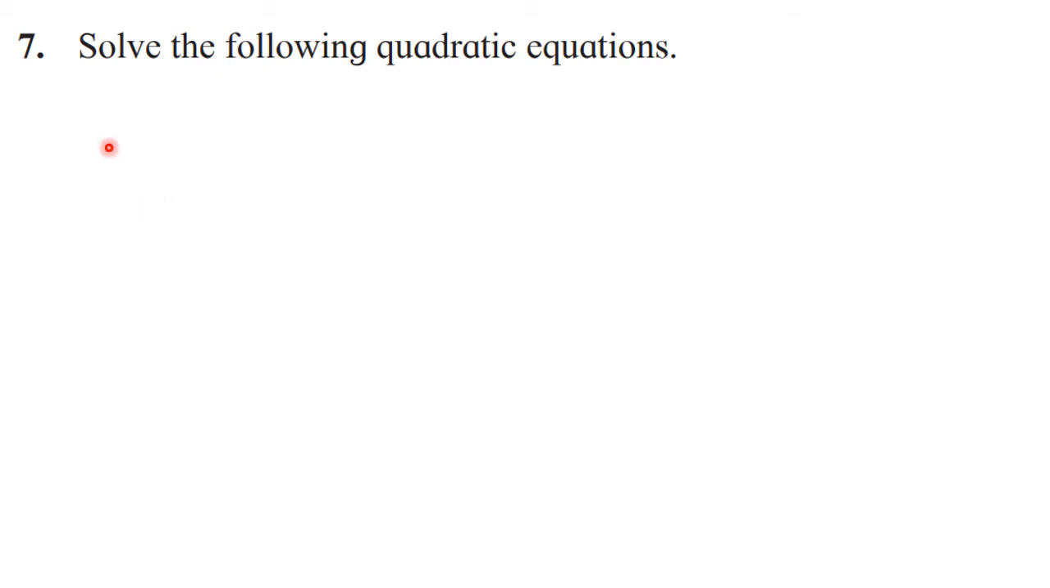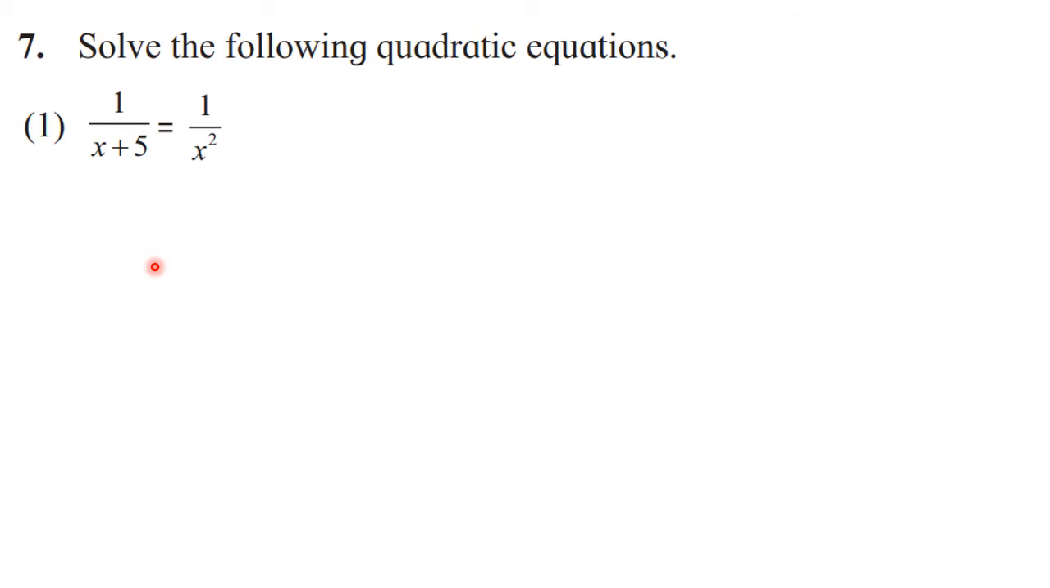Question number 7. Solve the following quadratic equations. In that, the very first one is 1 upon x plus 5 is equal to 1 upon x square. So here, presently the equation is not in standard form, that is ax square plus bx plus c is equal to 0. Instead it is given in the fractional form. So you can go for cross multiplication here, or you can go for invertendo.